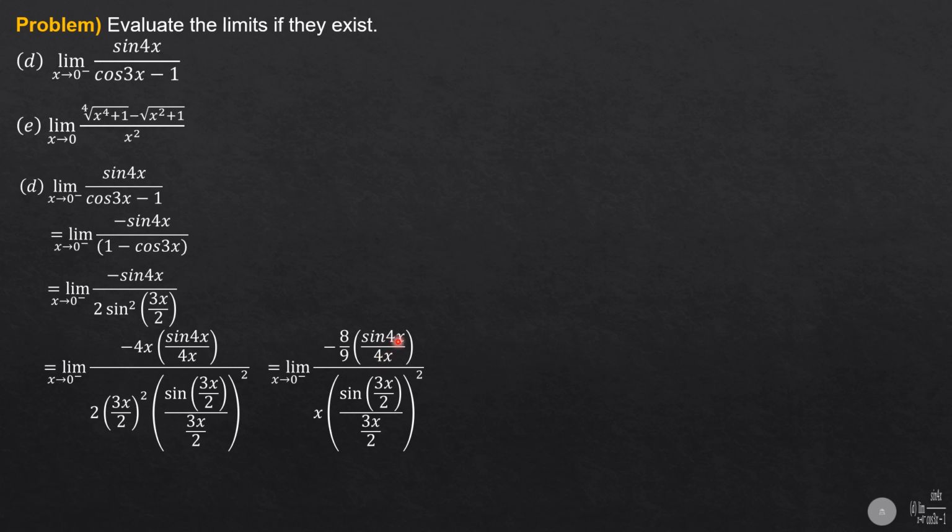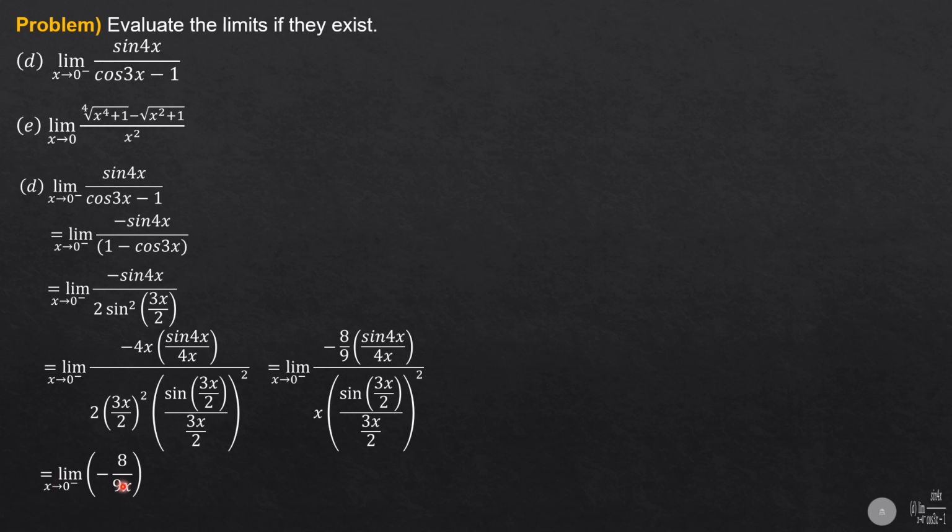Finally, take note that the limit of this is 1 as well as this is 1. So that reduces to limit of negative 8 over 9x as x approaches 0 from the left. Since 0 from the left, like negative 0.00001, negative 8 over 9 divided by negative 0.00001, which is very, very small.